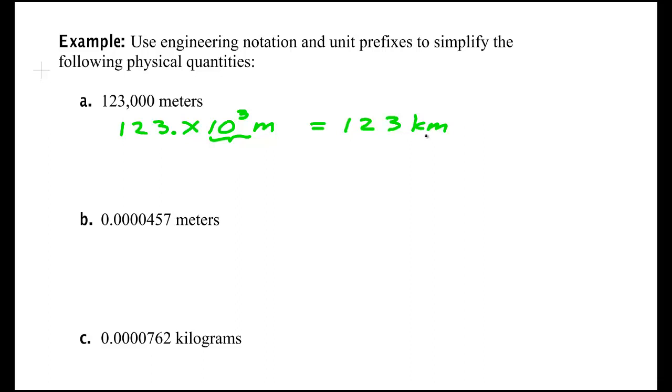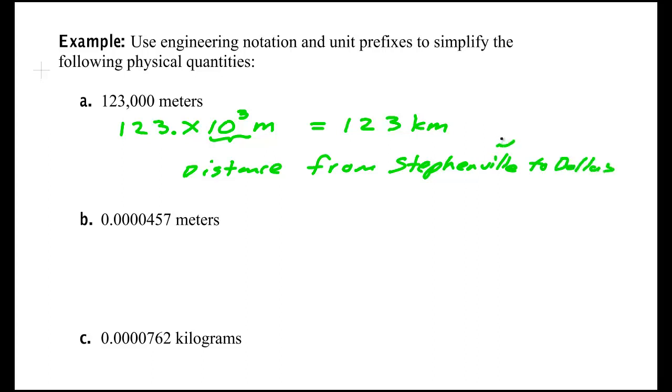So is the object that you thought about something that was roughly, say, 100 miles long? Well, 100 miles is just kind of like the distance from Stephenville to Dallas. So that would be a reasonable thing. Did you come up with the distance from Stephenville to Dallas, or some other corresponding thing on the order of roughly 100 miles?